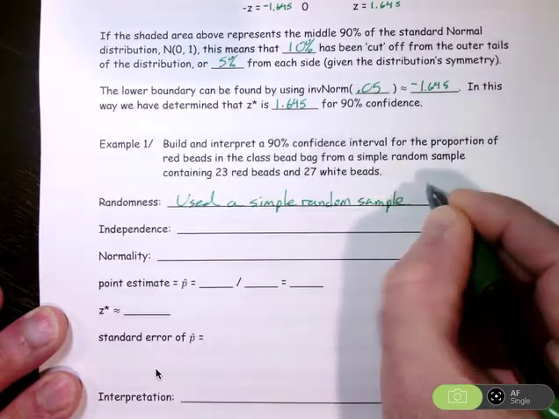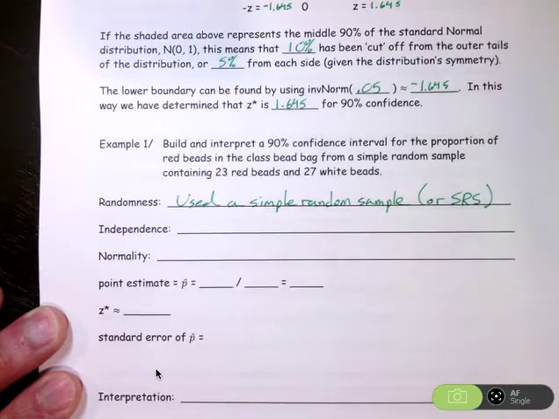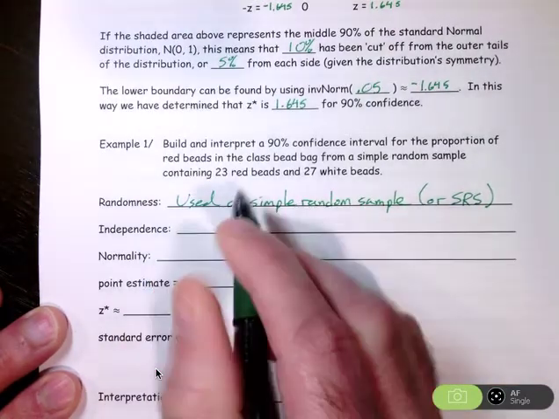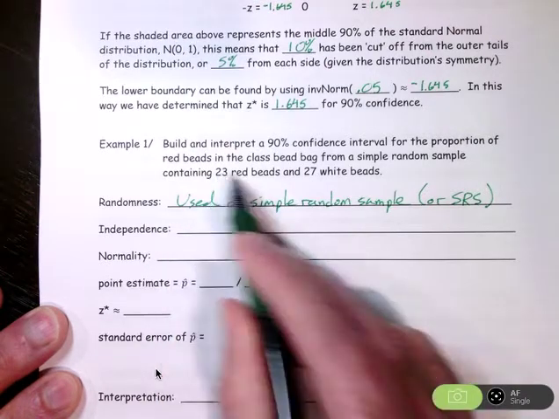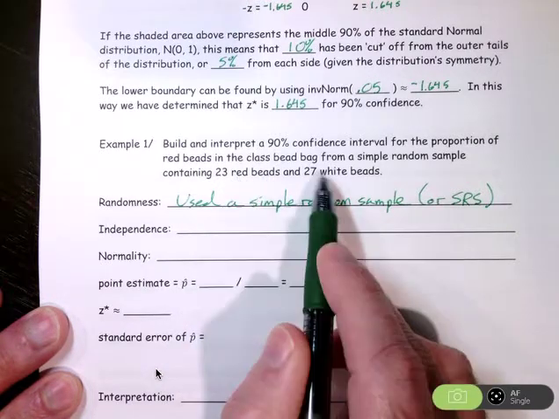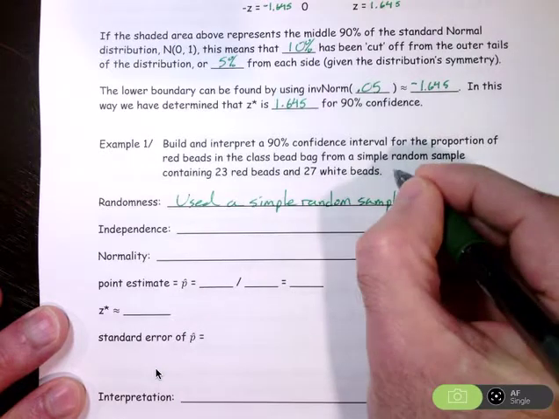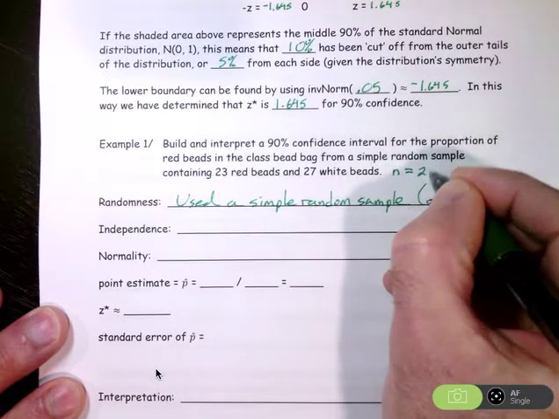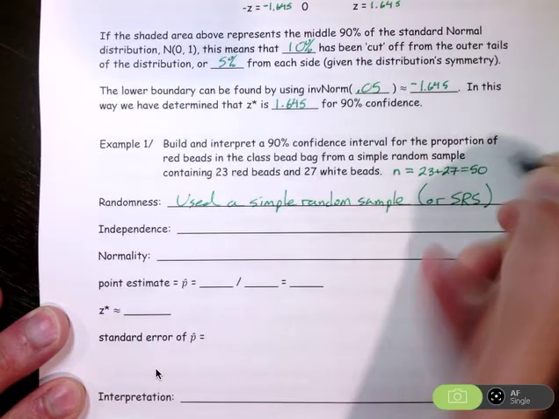It would be fine to just say that we have used an SRS. That abbreviation is acceptable. So for independence, notice I need the total sample size. The 23 and the 27 are the counts of successes and failures, the red and the white beads. But if you add that together, the sample size is 23 plus 27, so the sample size is 50.